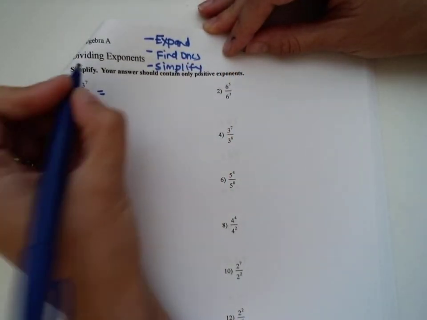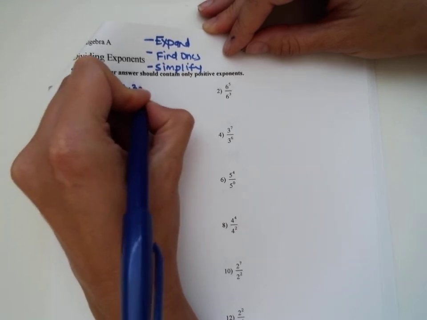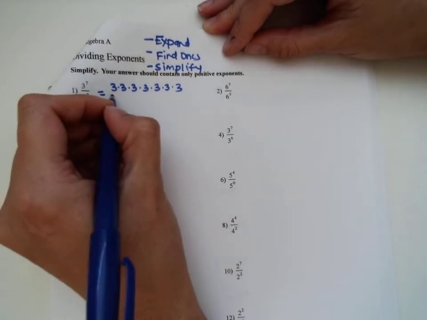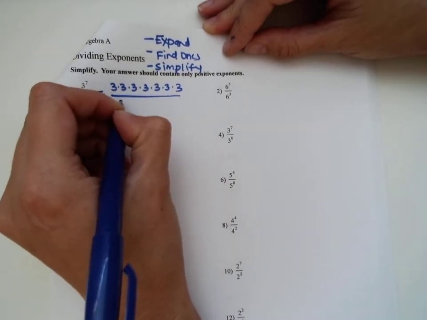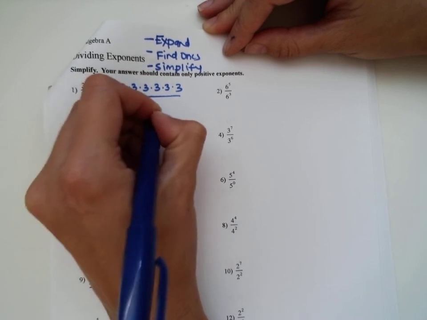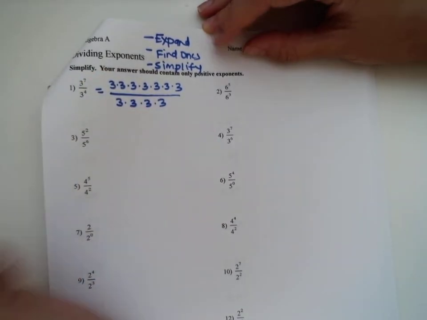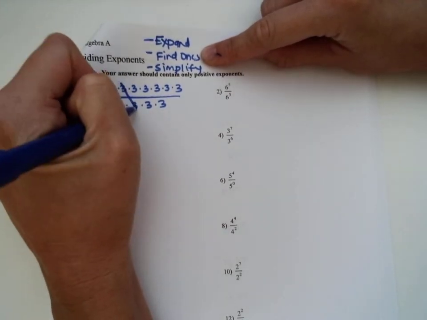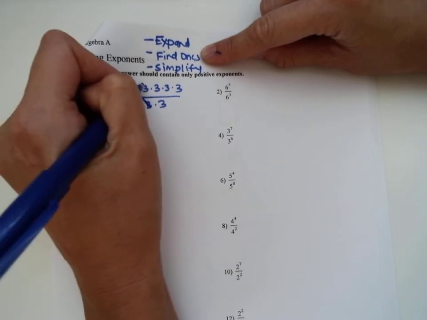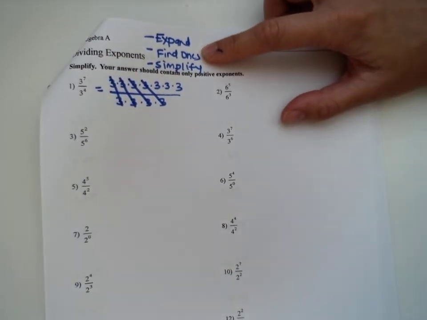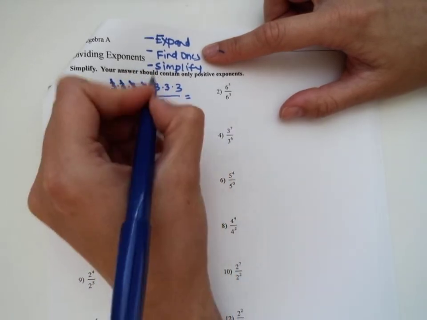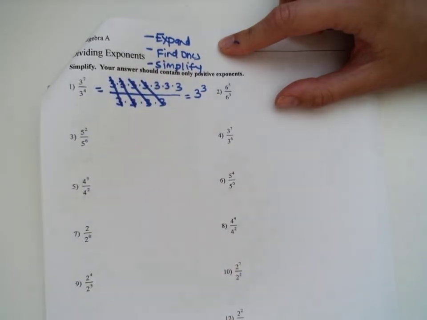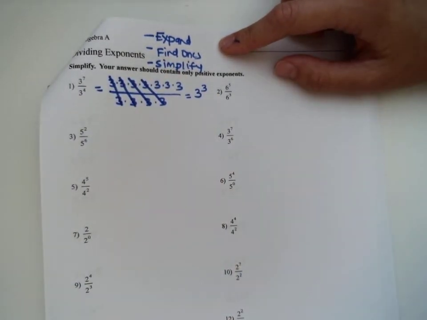So 3 to the 7th power, 3 7 times. 1, 2, 3, 4, 5, 6, 7. Divided by 3 to the 4th power, 1, 2, 3, 4 3s. So we expanded. Now we need to find ones. So 3 divided by 3 is 1, 3 divided by 3 is 1, 3 divided by 3 is 1, and 3 divided by 3 is 1. And so we'll just leave things as powers. So 3 is multiplied 3 times. So our simplified answer is 3 to the 3rd power.